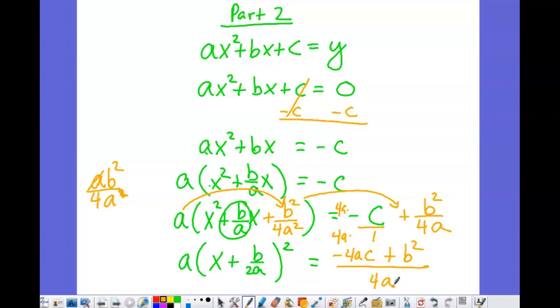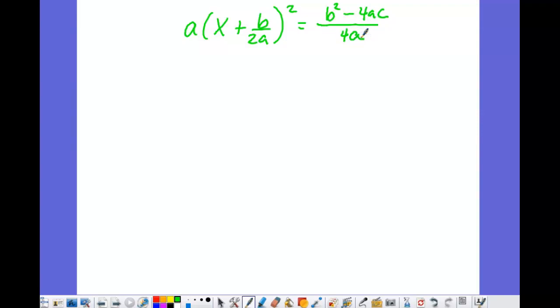Okay, let's move on. I'm going to reorganize that a little bit. So we have the following then. Instead of putting negative 4ac first plus b squared, I'm going to put the positive b squared in the front and the minus 4ac in the back. And now that should be looking a little bit more familiar, right? Okay, now what do we do?